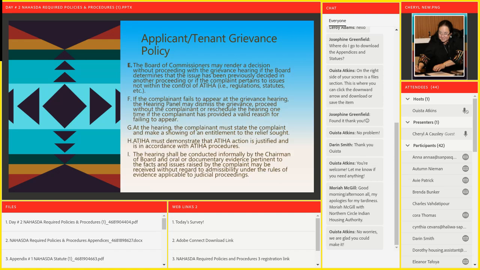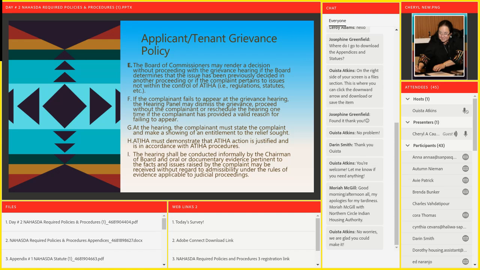The board may render a decision without proceeding with the grievance hearing if the board determines that the issue has been previously decided in another proceeding, or if the complaint pertains to issues not within the control of the housing entity, whether it be regulations, statutes, etc. You cannot overrule those. If the complainant fails to appear at the grievance hearing, the hearing panel may dismiss the grievance, proceed without the complainant, or reschedule the hearing one time if the complainant has provided a valid reason for failing to appear.